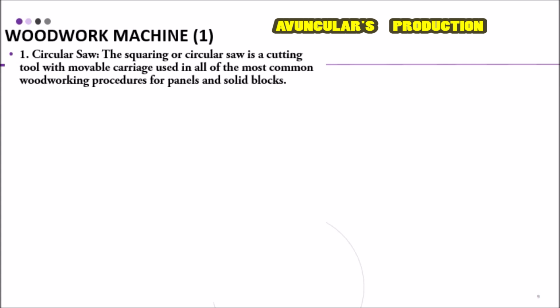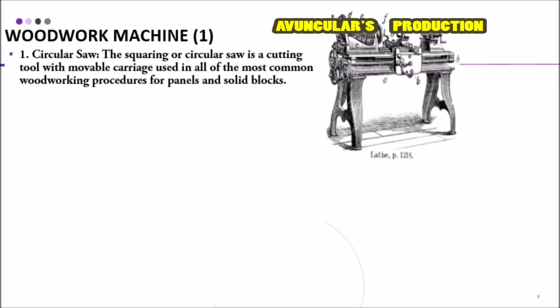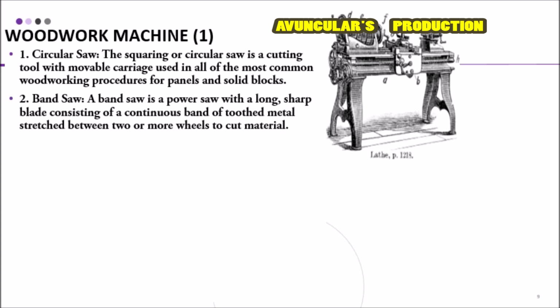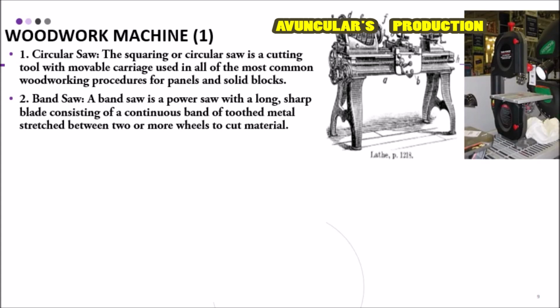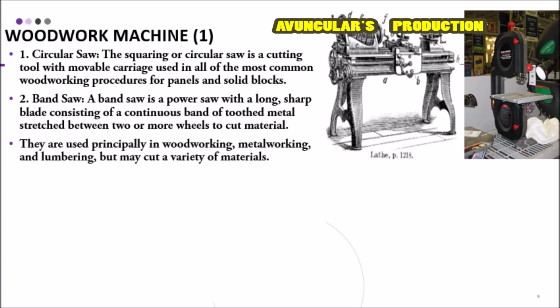Woodwork machine. Circular saw. The squaring or circular saw is a cutting tool with movable carriage used in all of the most common woodworking procedure for panel and solid blocks. Number 2, band saw. A band saw is a power saw with a long sharp blade consisting of a continuous band of toothed metal stretched between 2 or more wheels to cut materials. They are used principally in woodworking, metalworking, and lumbering, but may cut a variety of materials.